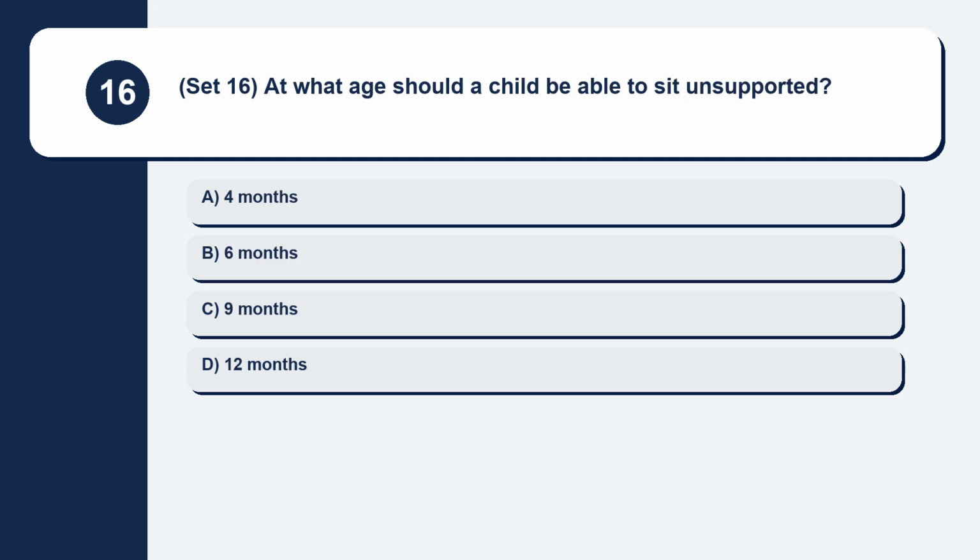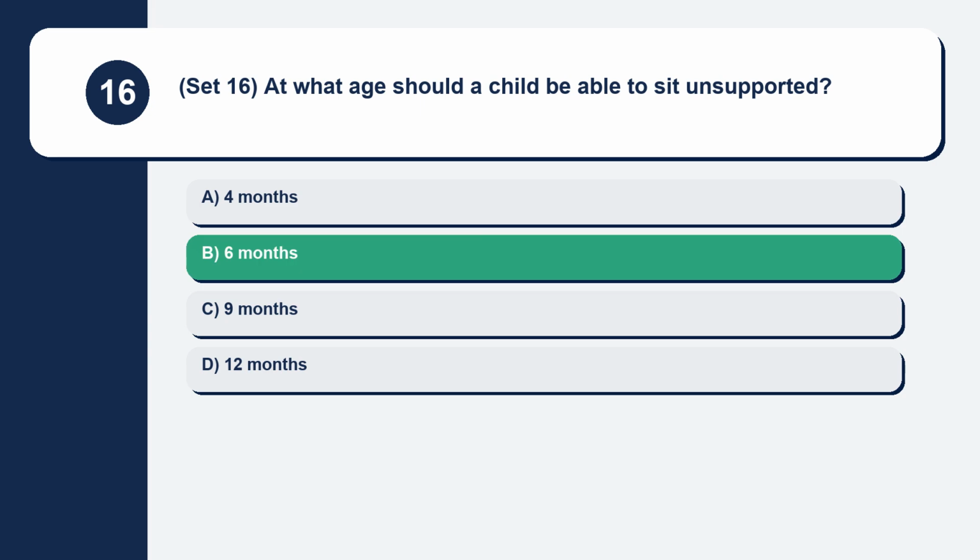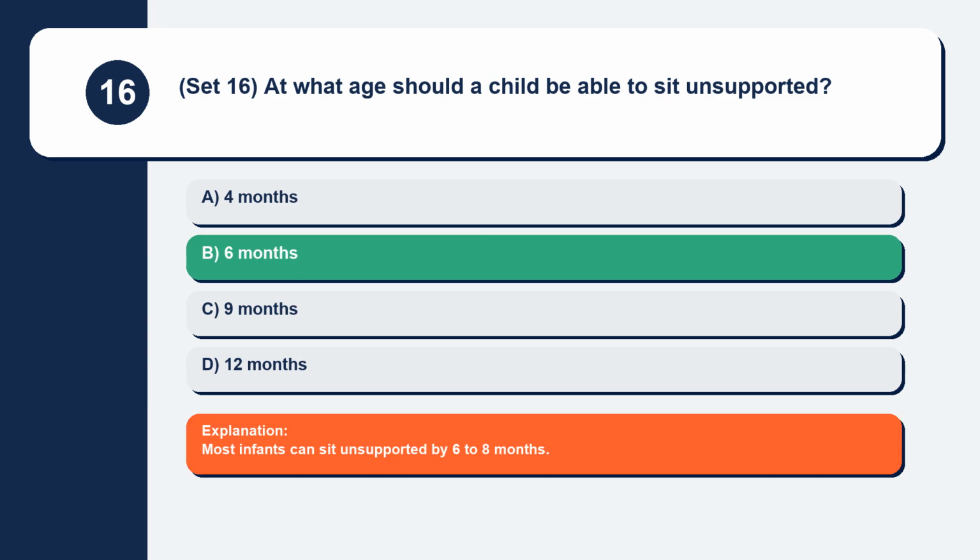Question 16. Set 16. At what age should a child be able to sit unsupported? 4 months, 6 months, 9 months, 12 months. Most infants can sit unsupported by 6 to 8 months.